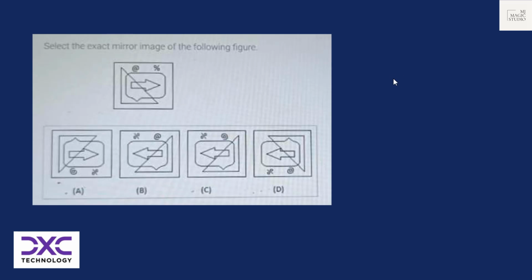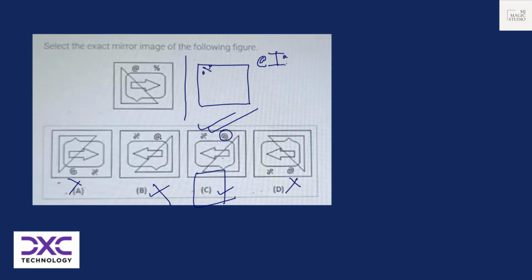One more example from mirror image, and you know the drill. Please try to make this image to the right of the given one. Let's see what we can draw. Obviously, we'll have a box. Then we have this percentage sign moving like this, which is there in B and C, A and D out. Then at the rate sign, since it is like this, the mirror image would be exactly, not the same, this one. So we can eliminate B and we boil down to C only. No need to check it further. So from the given options, option C is the perfect mirror image.